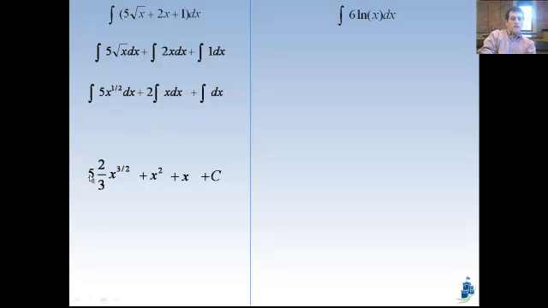Now all we have to do is take this 5 and move it up top there. We get 10/3 times the square root of x cubed. That's just bringing the 3 from here down there, and the 2 from there into the root. Now we have x squared for that, and x just like we did before.